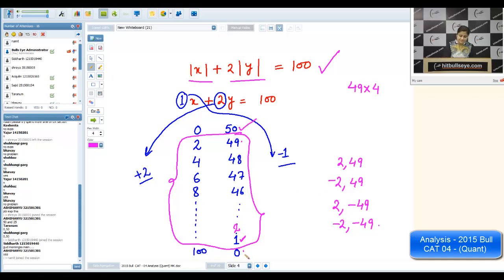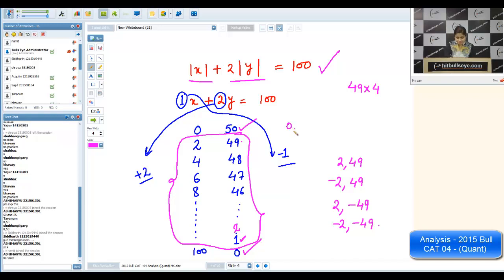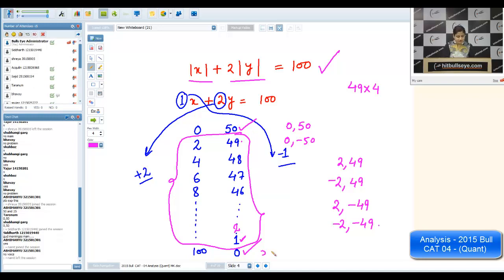Corresponding to these solutions, which consist of 0, if we take (0, 50), it will give you 2 solutions: (0, 50) and (0, -50), because 0 is neither a positive nor a negative thing. Now coming to (100, 0) as well as (-100, 0), these are 2 possible solutions. So 2 plus 2, that is the answer in this case.